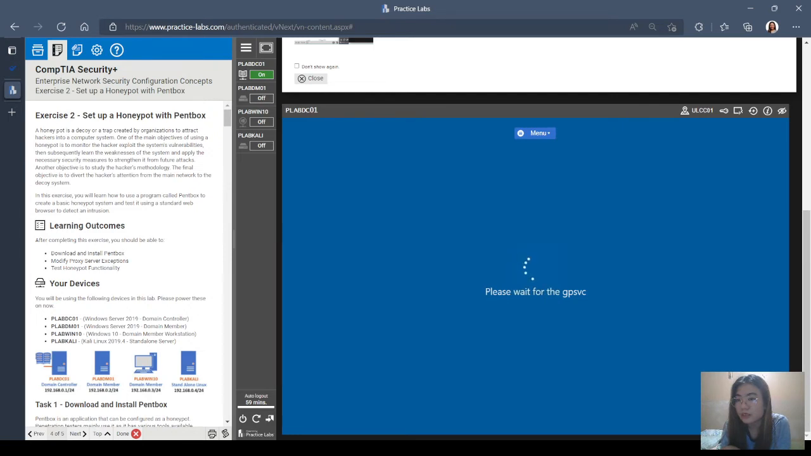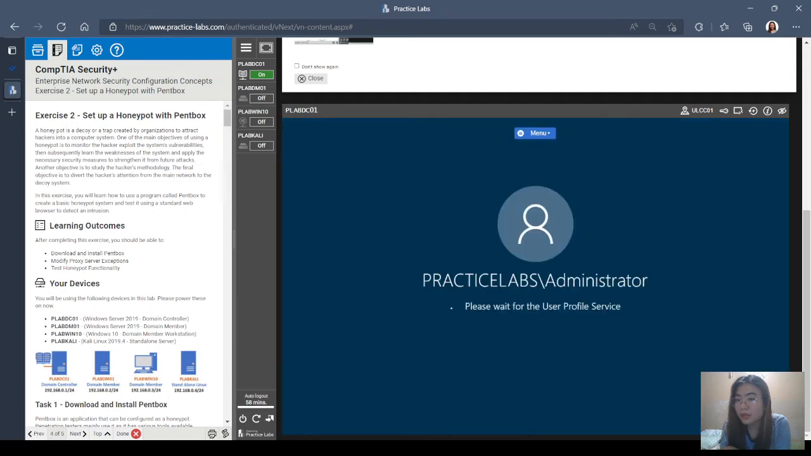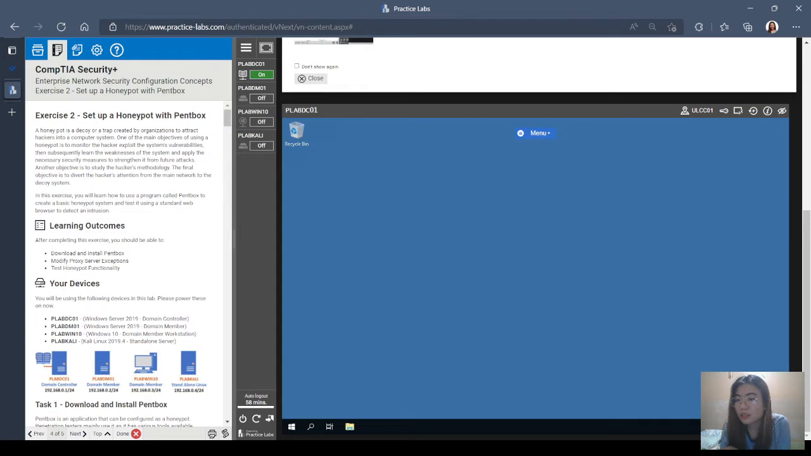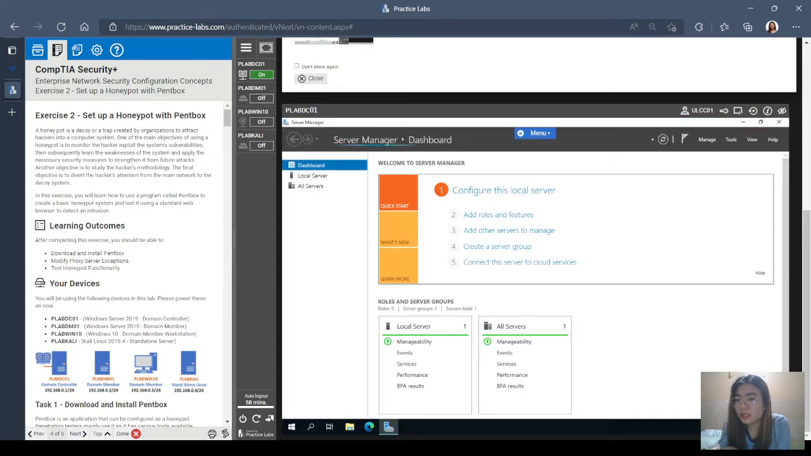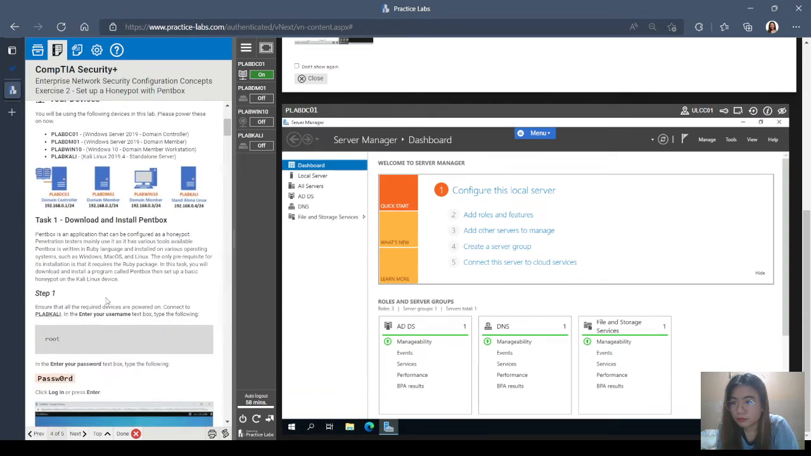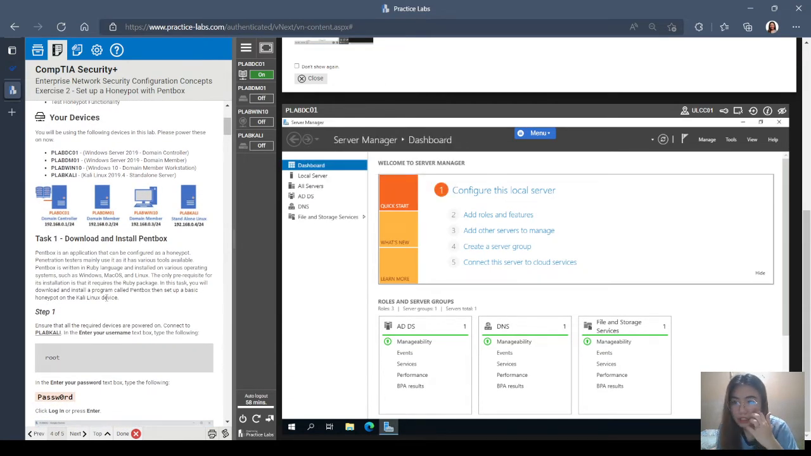The final objective is to divert the hacker's attention from the main network to the decoy system. In this exercise, you will learn how to use the program called PentBox to create a basic honeypot system and test it using a standard web browser to detect an intrusion. You will be using the following devices in this lab. Please power them on now. VLab DC1, VLab DM1, VLab Win10, and VLab Kali.